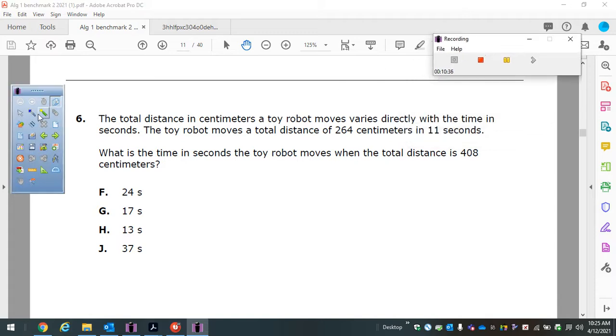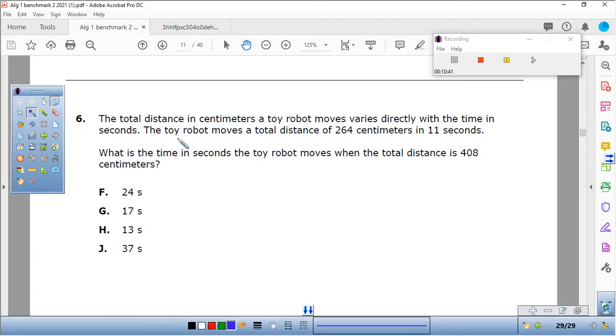Okay. The total distance in centimeters a robot moves varies directly with the time in seconds. The toy robot moves the total distance this much and that much. So basically they go together, guys. It's really easy. You can set it up several ways. This goes back to proportionalities, okay? So 264.